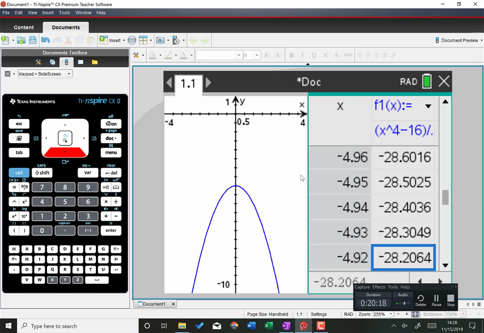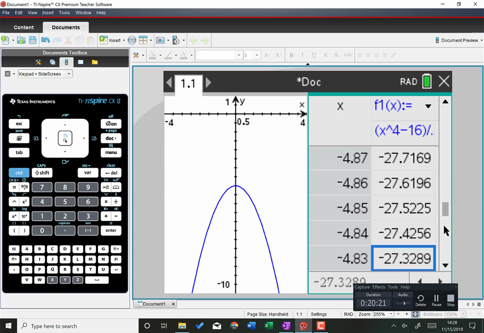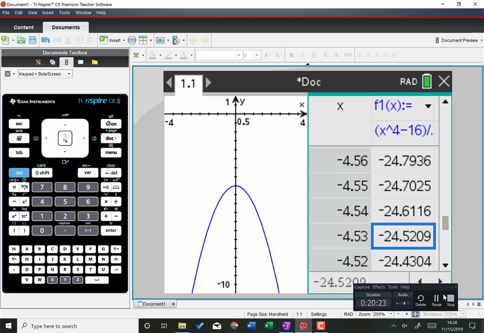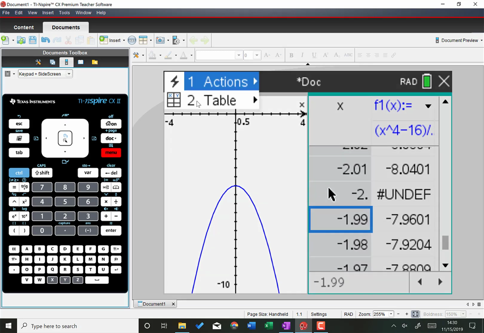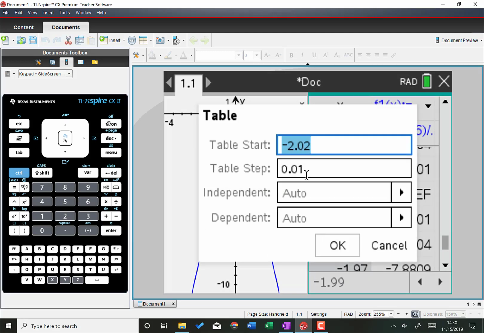Now I'm going to go down, and we need to get down to -2. Eventually you get down to here. What do you see for the possible value of the limit at x equals -2? What's it skipping? Right. Yeah. And if you weren't sure about that, then change your table settings to menu, table settings.